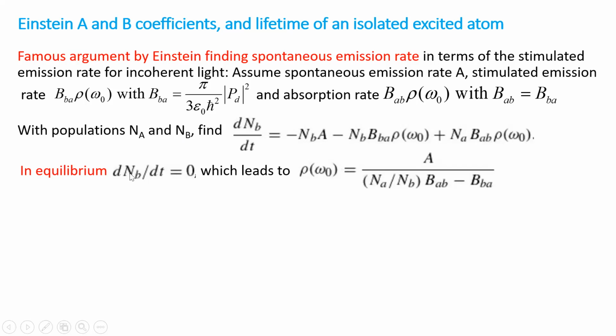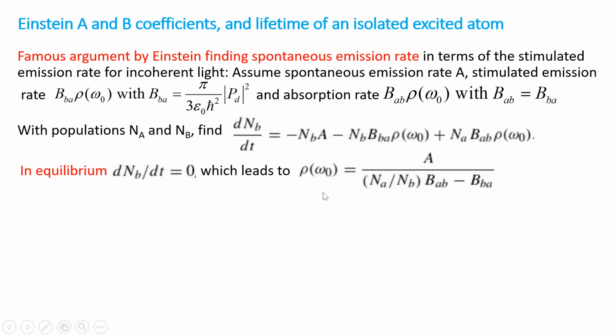Okay, so anyway, in equilibrium, dN_B/dt would be 0. And if we set this equal to 0, we can solve for rho of omega naught in terms of A, N_A, and B, the two B coefficients. So this is just algebra where we factor out these two terms, we do some manipulations, and we get rho of omega naught is equal to the spontaneous emission coefficient A over this denominator.